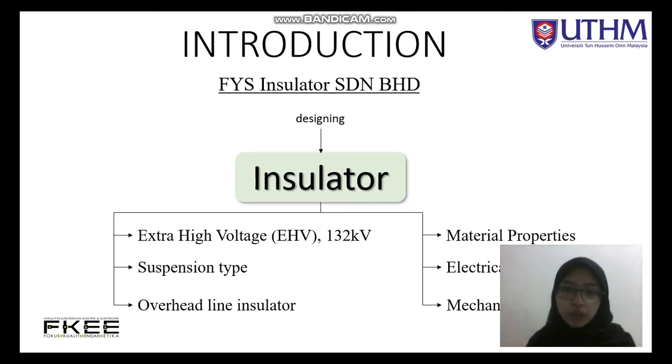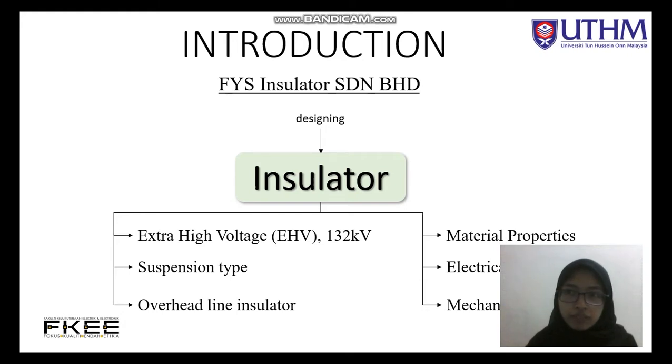loads. So in this project, we are required to design the insulator for extra high voltage at 132 kilowatt, and the type of insulator is the suspension type in an overhead line. In designing the insulator, we need to consider several things. The first one is material properties.